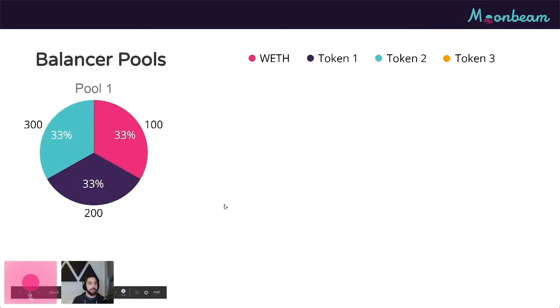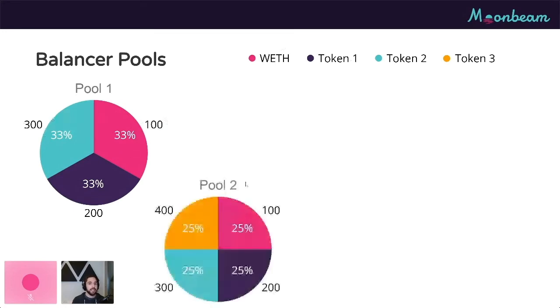We've actually deployed some amount of pools with some token allocations in the pools already, right? So let's just say, for example, pool 1. In the case of pool 1, we have a 33% distribution weight. And we've deposited 100 wrap ETH, 200 token 1s, so these are ERC20 tokens, and 300 token 2s. In pool 2, what we've done is a 25% distribution weight, and we've done 100 wrap ETH, 200, 300, and 400, and on.